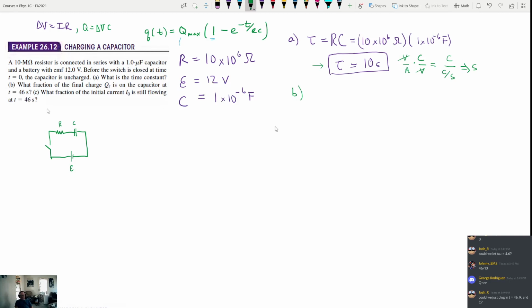Yeah, I think that's what we should do, Josh. And that's exactly right. I think we should just take our equation and plug in 46 seconds and just see what happens, okay? Let's see if we can figure it out from there.